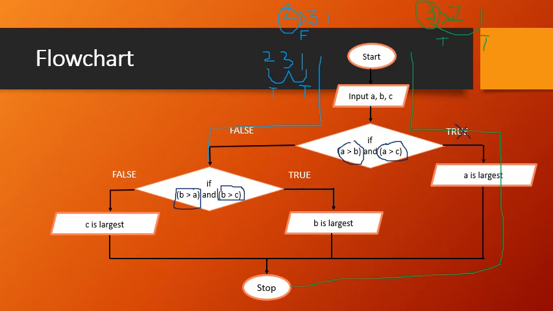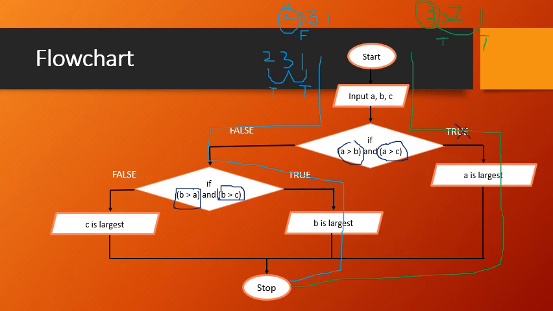Both the conditions are true means I will enter into the true state flow, and I will display that B is largest. B is what? Here 3. So 3 is largest. Correct? When the second number is largest, it went into this particular route. Let us take another set of inputs.